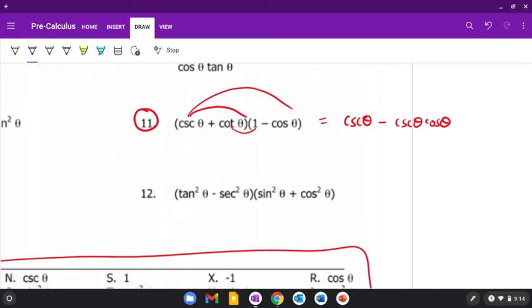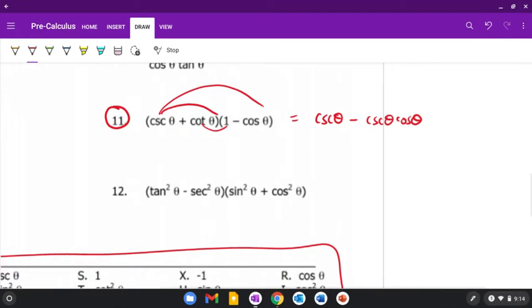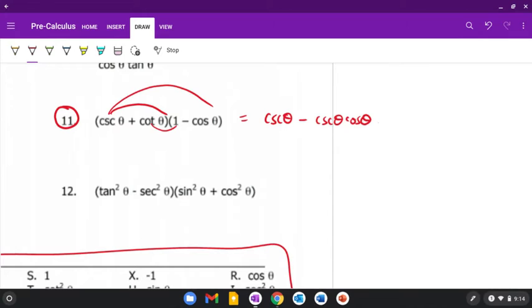We then need to do our inner side. Cotangent of theta times 1 will just be a plus cotangent of theta. And lastly, cotangent times minus cosine is minus cotangent theta cosine theta. All right, so we've got a bunch of stuff here.